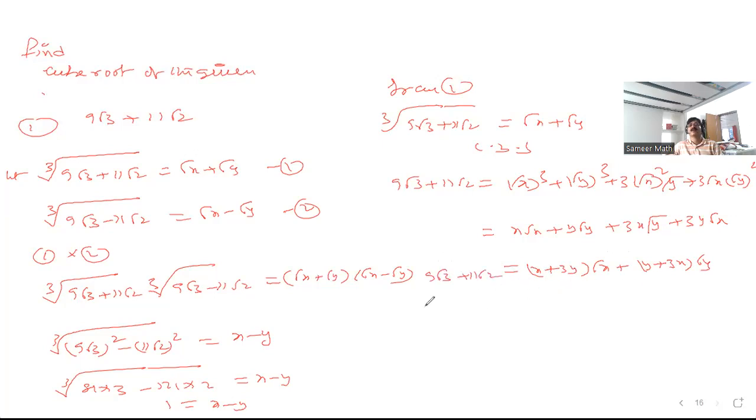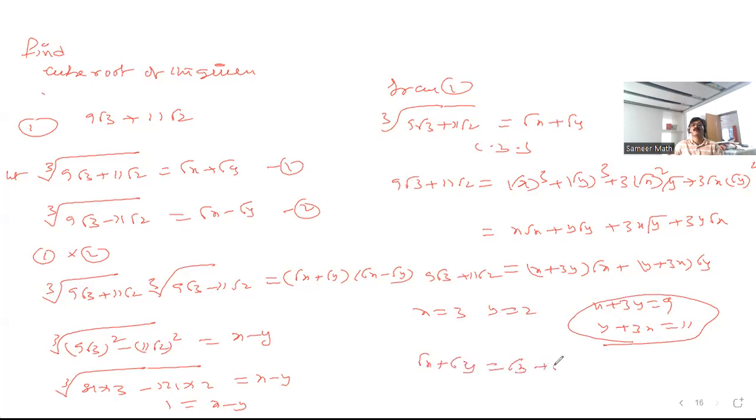When you start comparing here, 9 is equal to root x. Sorry, rational and irrational parts you can compare. Directly you can take here: x is equal to 3, y is equal to 2. You can take like that. Or else you can take x plus 3y is equal to 9 and y plus 3x is equal to 11. Even if you solve, you will get the same answers. Okay, like this you solve, and finally you can write the result. What is the result of this? Root x plus root y. So that root x plus root y means root 3 plus root 2 you are getting here like this.